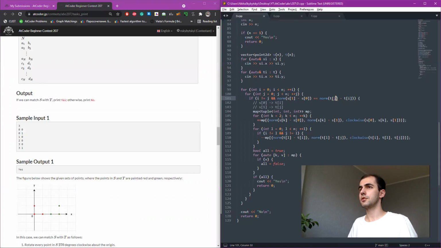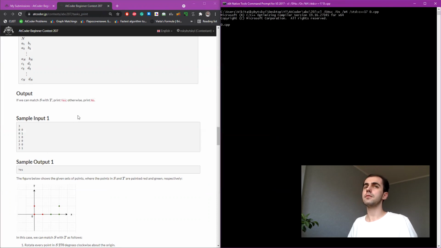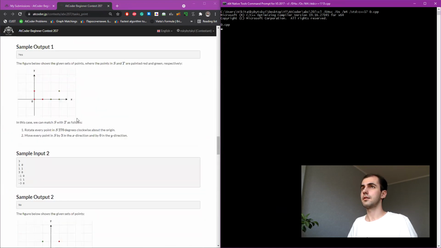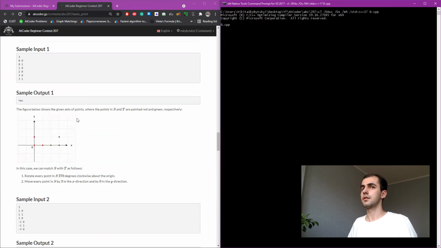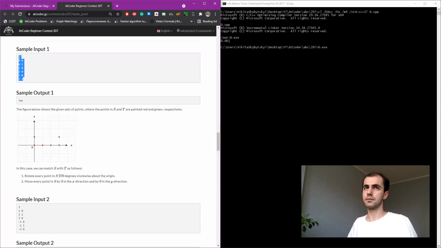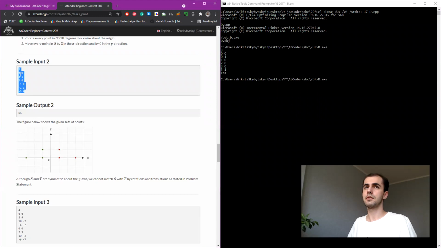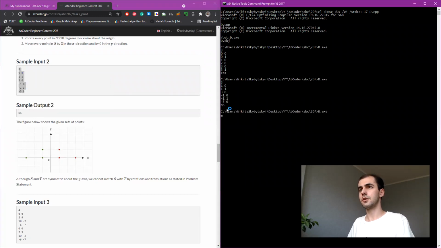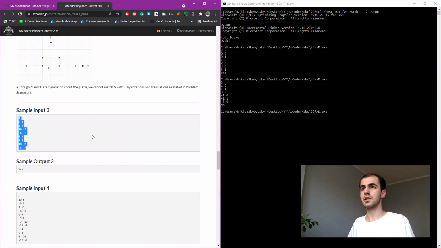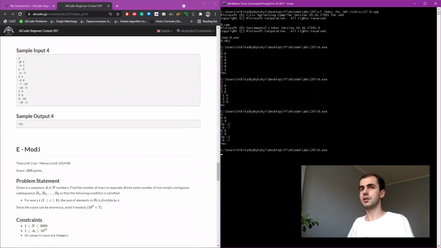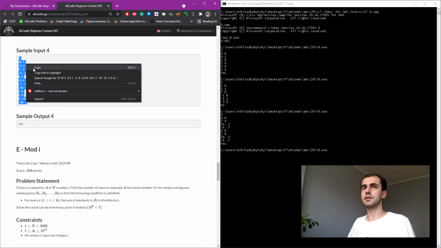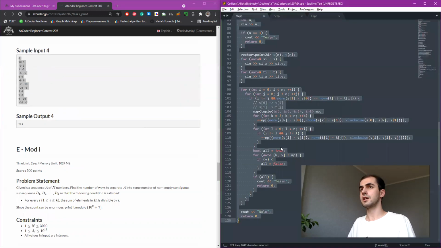Static map, too few template arguments. That's correct. Got to take the value in. Okay, it looks like it got it. Okay, the answer is yes here. The answer is no here. The answer is yes here, and the answer is yes here as well.